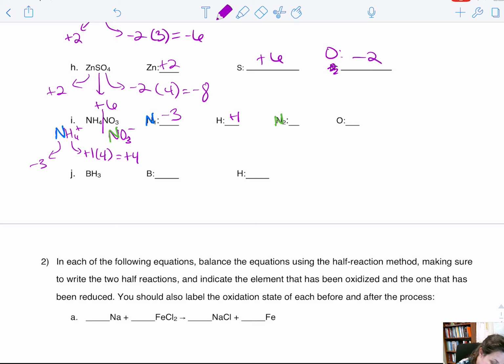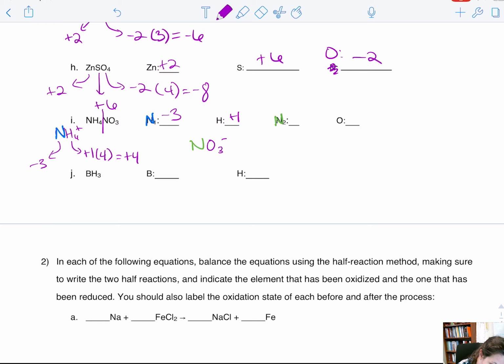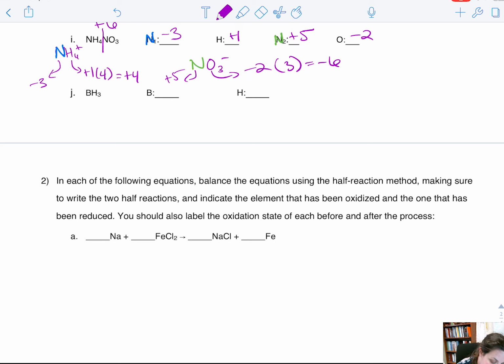Okay, let's try the other one. I'm going to actually put it over here. Our oxygen, -2. That gives us 3 oxygens, a total of -6. So this portion of it is -6. In order to sum to that -1, this has to be a +5. And last one, hydrogen is +1. There are 3 of them, so this has to be -3.